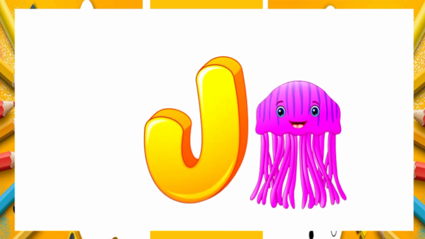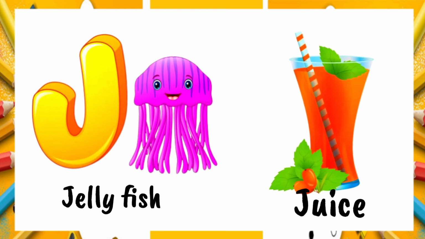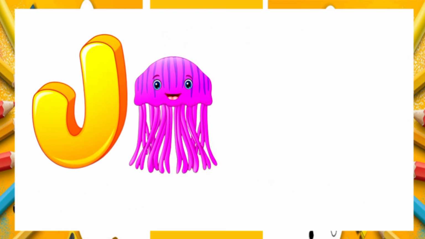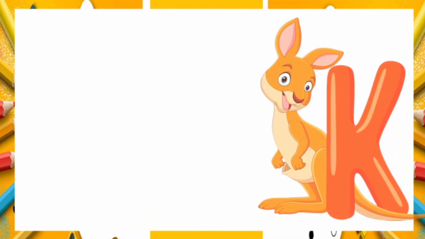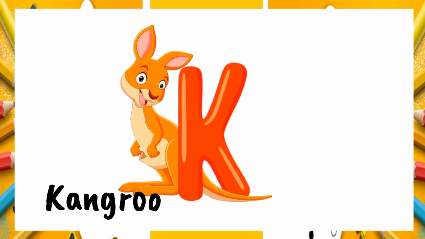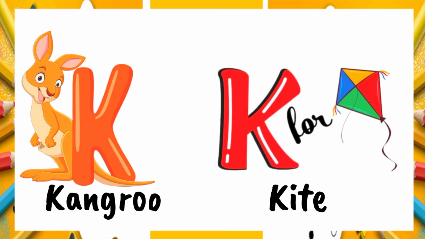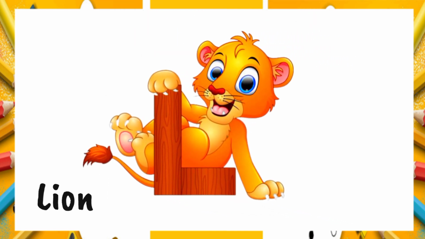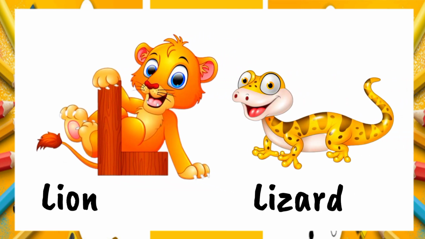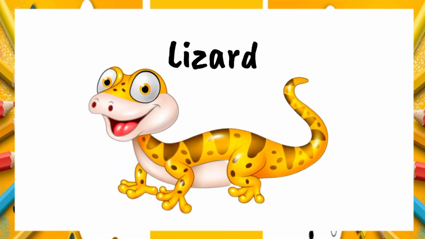J is for jellyfish, J is for jellyfish, J is for juice, J is for juice, ja ja jellyfish, ja ja juice. K is for kangaroo, K is for kangaroo, K is for kite, K is for kite, ka ka kangaroo, ka ka kite. L is for lion, L is for lion, L is for lizard, L is for lizard, la la lion, la la lizard.